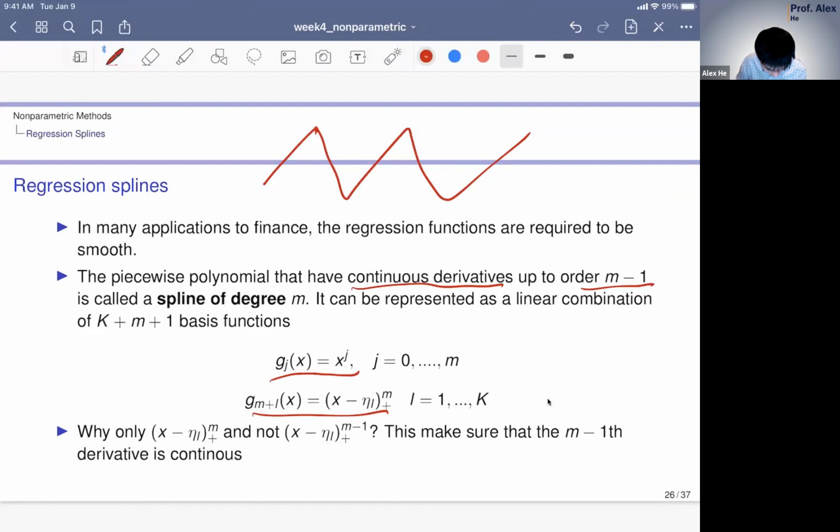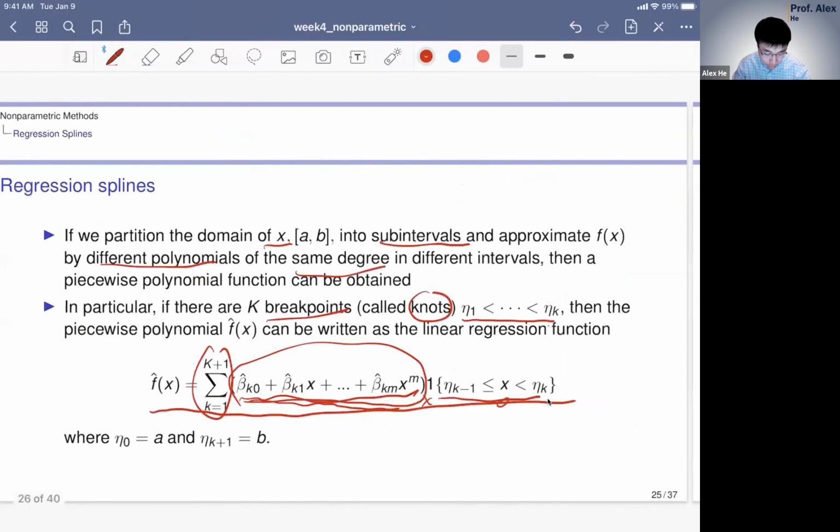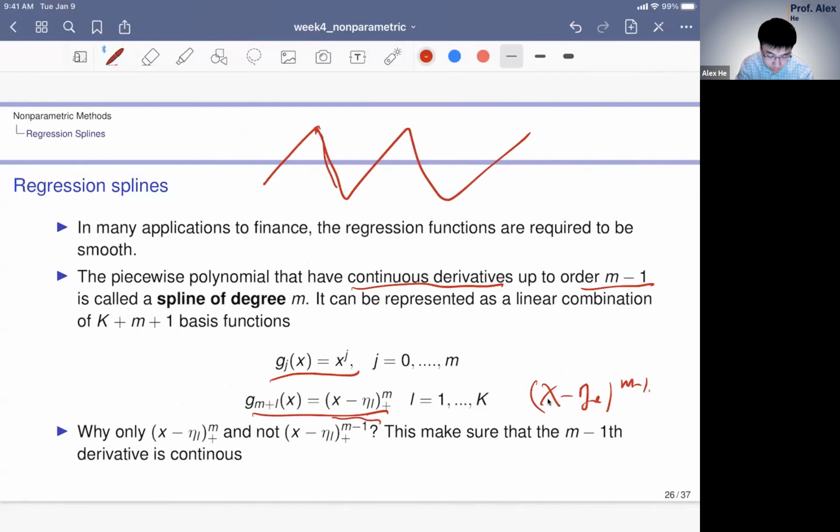So first you have x to the jth degree where j goes from 0 up to m. And then you have these functions of x minus the knots and then only to the mth degree. And that's because if you have something less than that, so x minus eta l to the m minus 1 degree, then that will not be smooth to the m minus 1 derivative, okay? It's fine if you don't fully get this. It's more of a technical point that we want it to be more smooth and more continuous. So that kind of restricts what are the polynomials that we can fit. It cannot be any polynomial. Otherwise, we would be in this case where it's not smooth, okay?